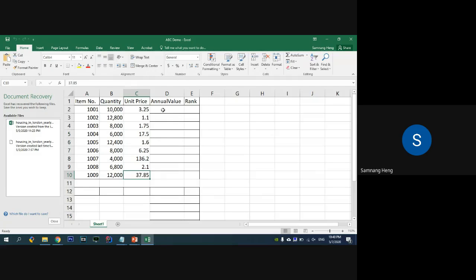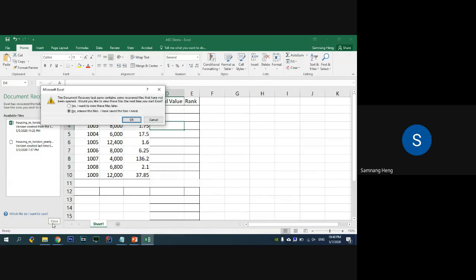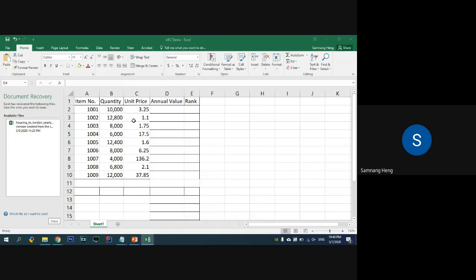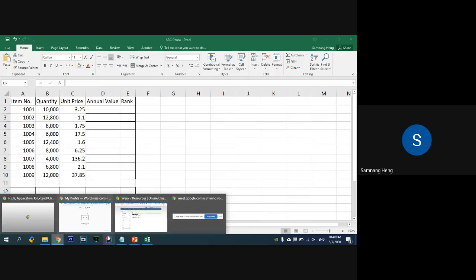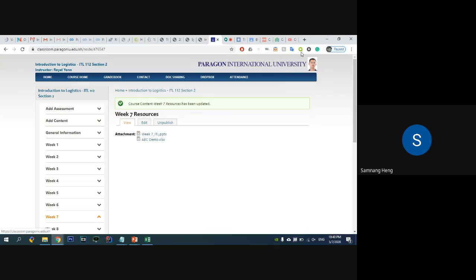In order to find the annual value, can you guys download it right now? We will go through this together. Okay, everyone download the spreadsheet from the classroom. Go to week 7 resources and download it. I'll pause recording real quick while you download. I don't want it to be long.